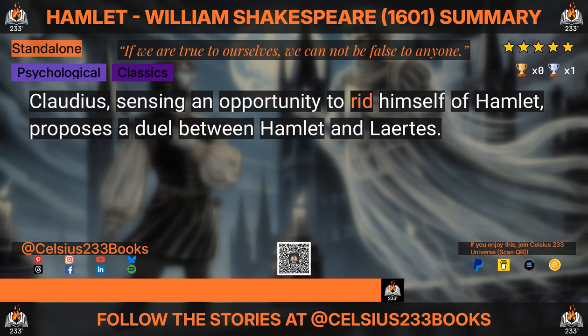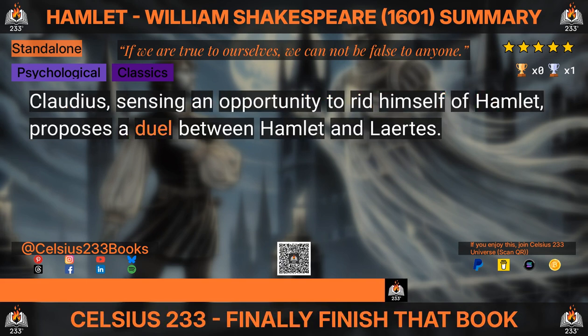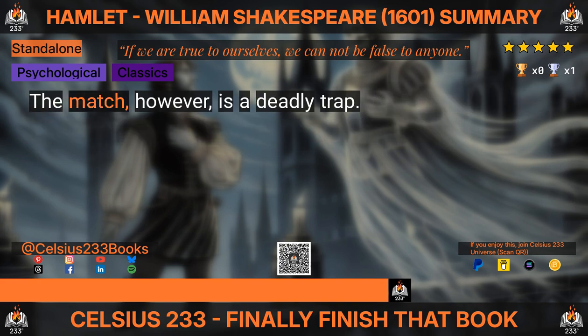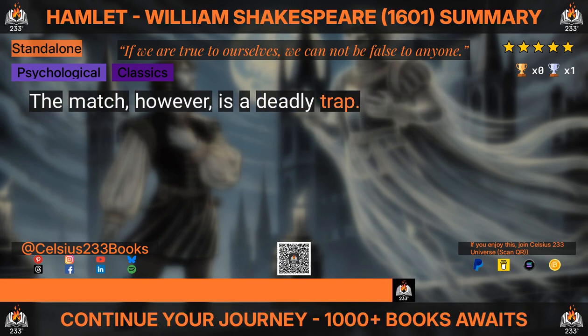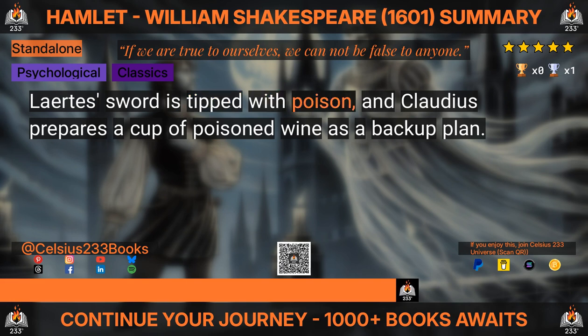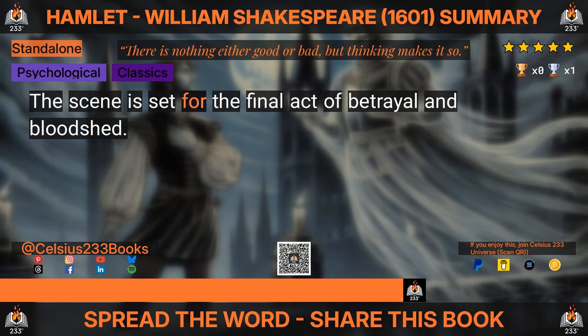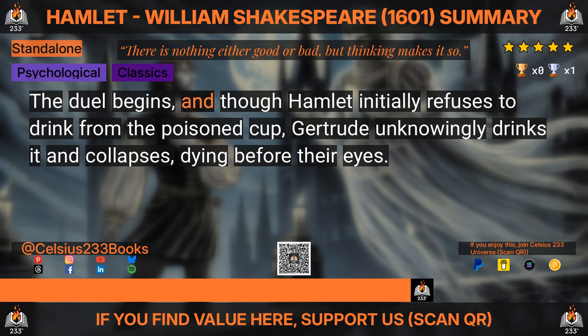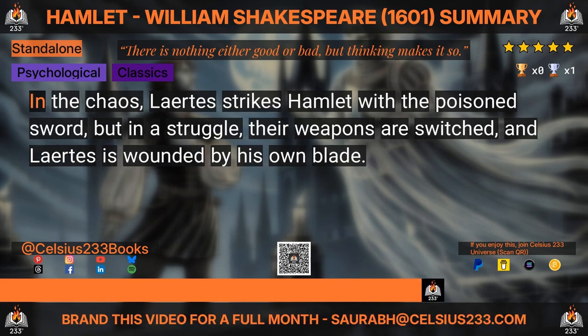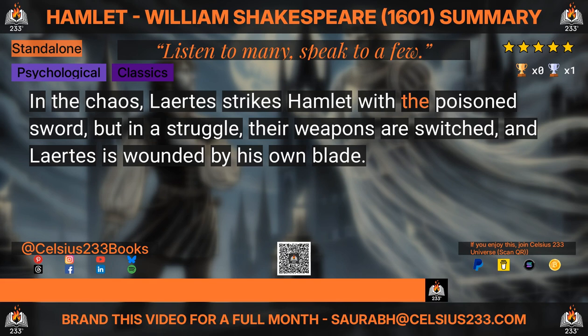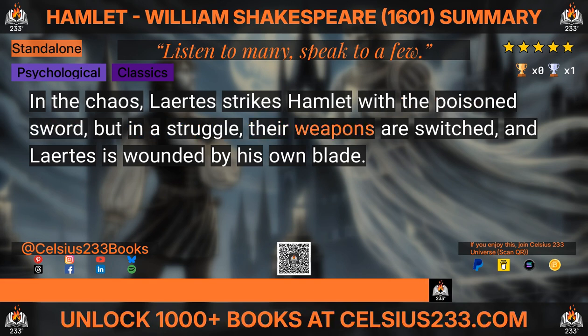Claudius, sensing an opportunity to rid himself of Hamlet, proposes a duel between Hamlet and Laertes. The match, however, is a deadly trap. Laertes' sword is tipped with poison, and Claudius prepares a cup of poisoned wine as a backup plan. The scene is set for the final act of betrayal and bloodshed. The duel begins, and though Hamlet initially refuses to drink from the poison cup, Gertrude unknowingly drinks it and collapses, dying before their eyes. In the chaos, Laertes strikes Hamlet with the poisoned sword, but in a struggle, their weapons are switched, and Laertes is wounded by his own blade.